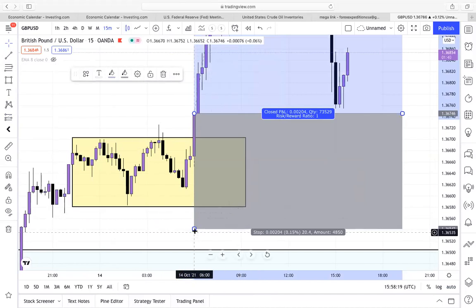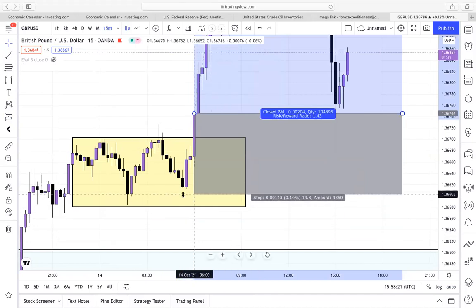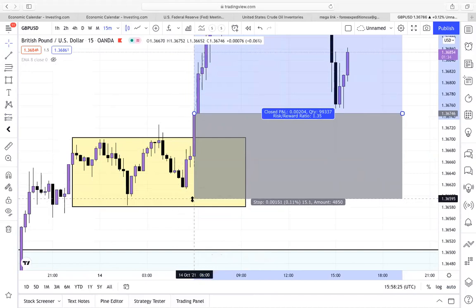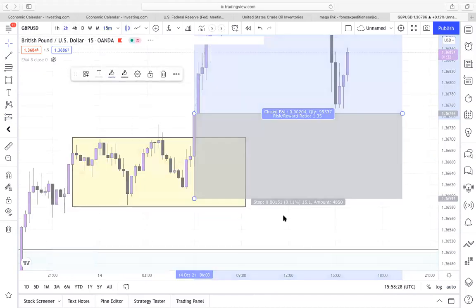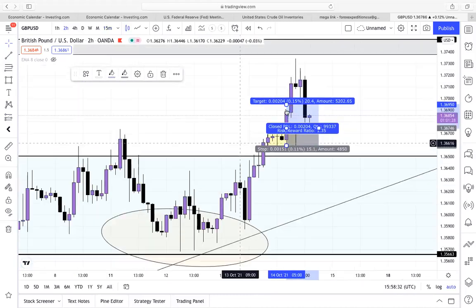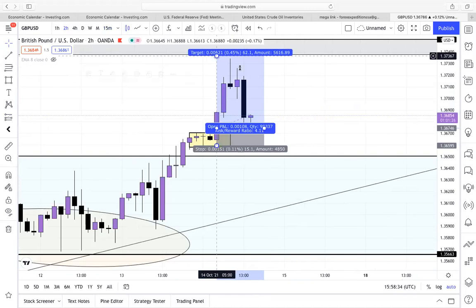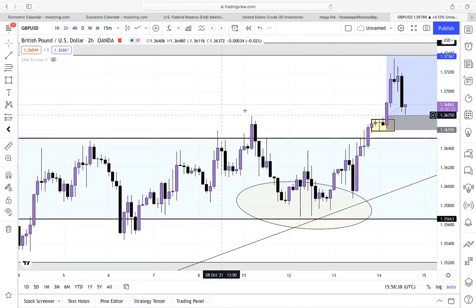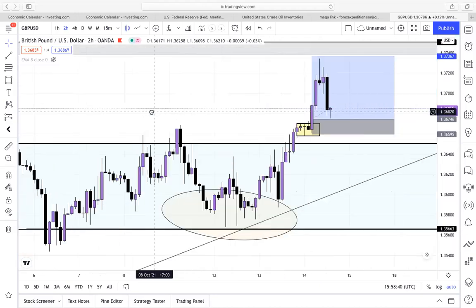That's my entry point. Stop loss is going to be just below the previous low. Take profit, where is it going to be, guys? The next key level. It is over there. Does that make sense to you guys? Are you guys sure?